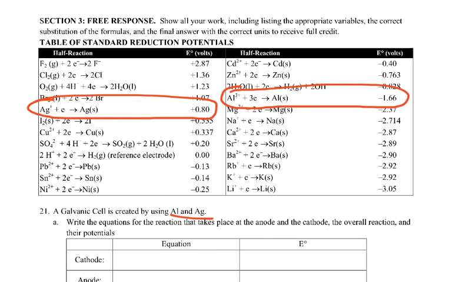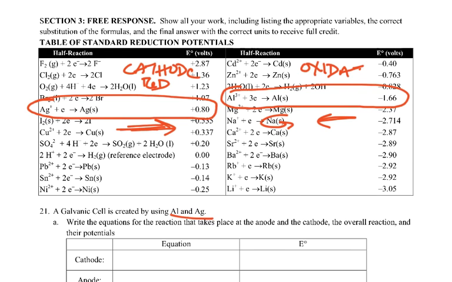Now just seeing those two things, this silver, that's the higher number. So that is going to be the reduction. That's going to happen at the cathode. And that reaction is going to occur as written in that direction. This guy over here, it's lower, so it's going to have to be used in reverse. So we're going to be using the reaction written backwards. This is going to be oxidation, and so therefore this is going to happen at the anode.